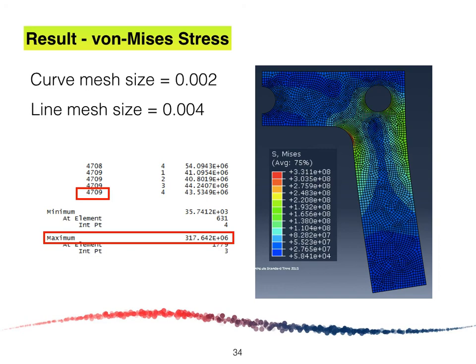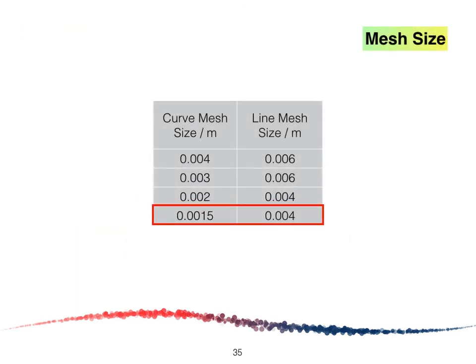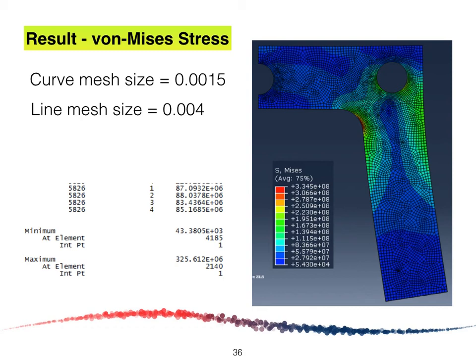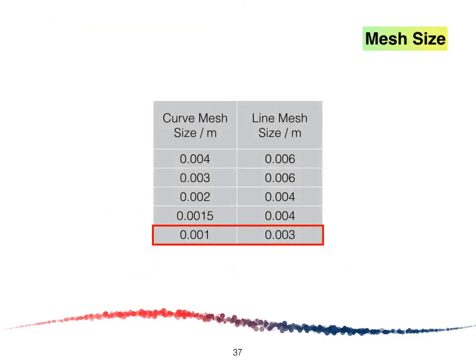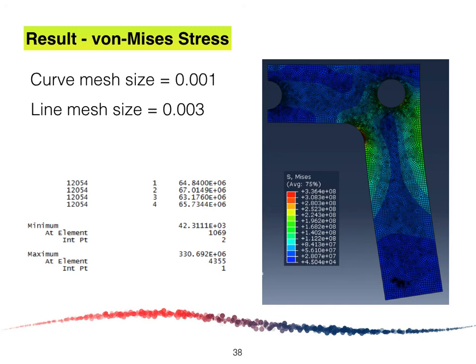The next one will use even smaller element mesh sizes, and this contributes to a maximum stress of 325 megapascal, and the number of elements is 5826. The next one will be 0.001 for the curve, and the line is 0.003, and the maximum stress will be 330 megapascal, and the element number will be 120554.